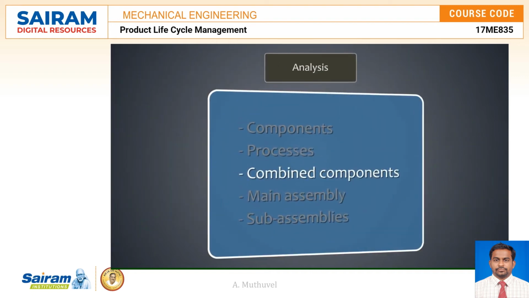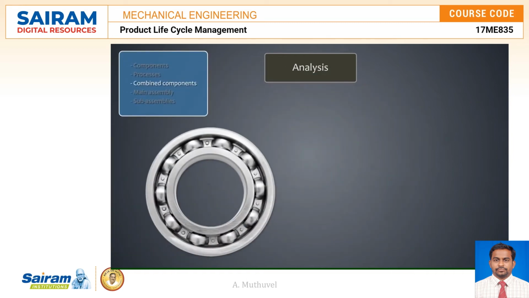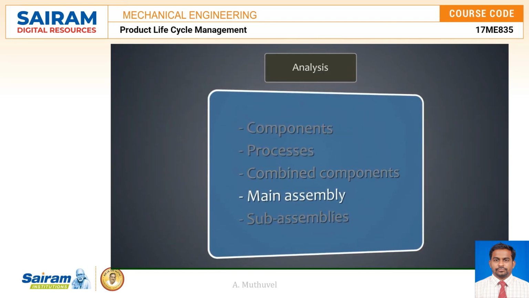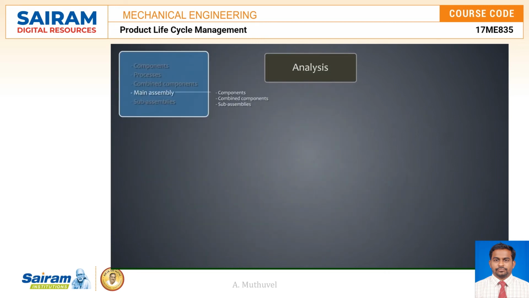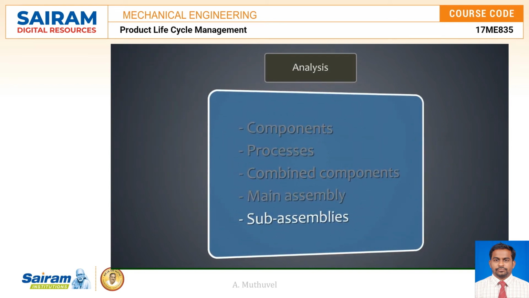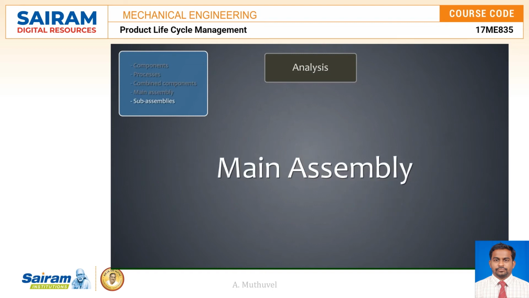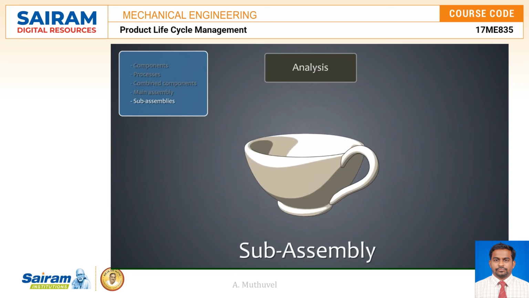A combined component consists of several components, but is delivered as a combination and cannot be easily dismantled. A ball bearing or photocell is a combined component. A main assembly is the product for which the assembly diagram is made. It consists of components, combined components, and sub-assemblies. In our case, this would include the saucer, the cup with its ear, and the spoon. A sub-assembly is a combination of 2 or more components, treatments, or processes which must first be assembled before they can be incorporated into the main assembly, or another sub-assembly. In our example, the cup and its ear together form a sub-assembly.